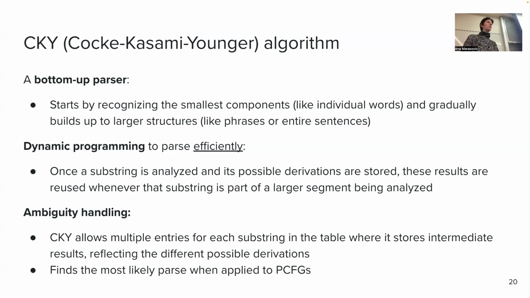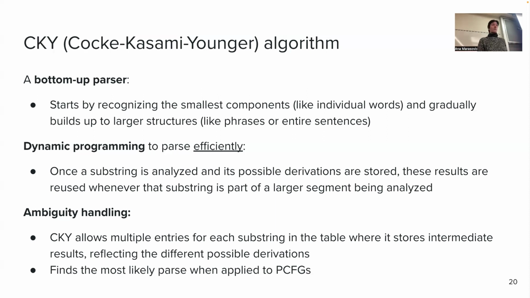And because we're applying it to PCFGs, and PCFGs have these probabilities, it allows multiple entries for each substring in the table. And when it stores these intermediate results, it reflects that there are different ways we can use those rules to get the same string. And then it finds the most likely parse when applied to a PCFG. If we are applying it just to CFGs without the probabilistic part, then we will get possible parses, but we wouldn't know which one is the most likely.